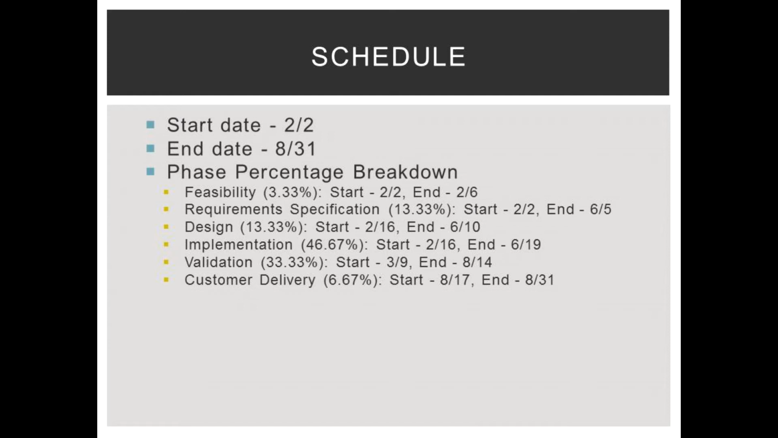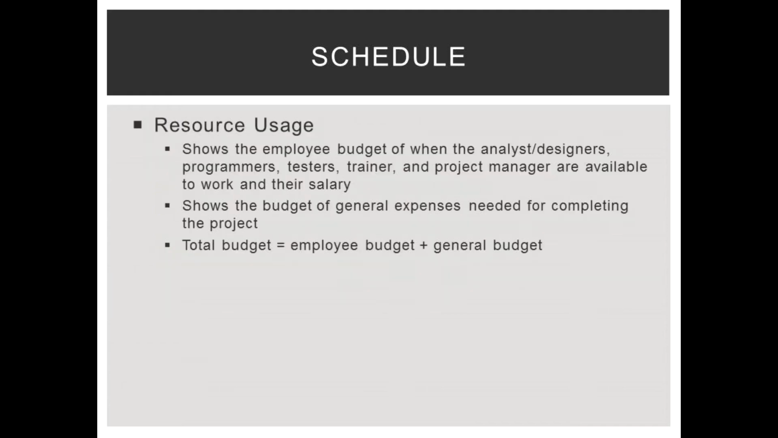The design phase designs documents for implementing the software. The implementation phase implements the code for the software. The validation phase tests the prototypes for bugs and reviews the prototypes with users. And the customer delivery phase trains users on how to use the software and then delivers it to the customer.